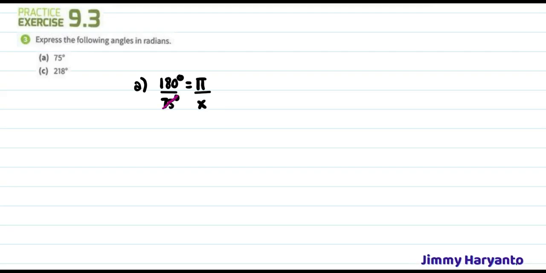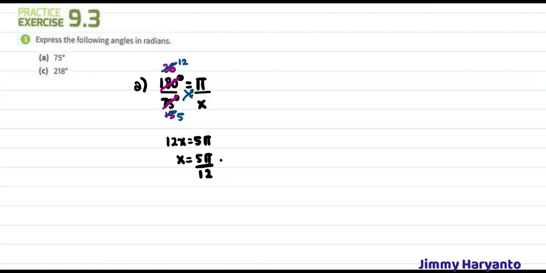For this one we can divide it by 5. You'll have 36 right here, and this one is 15. And then we can divide it by 3. You'll have 12 and then 5. And then do the cross multiplication. You'll have 12x equals 5 pi. That means x equals 5 pi over 12 radians. But this time the question wants you to answer it in decimals, so you have to calculate this using your calculator. And the final answer is 1.31 radians.